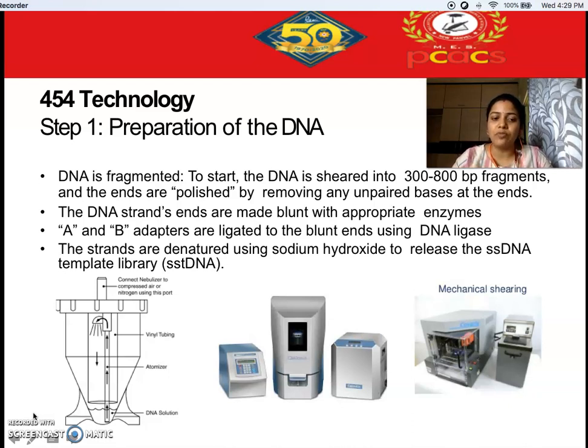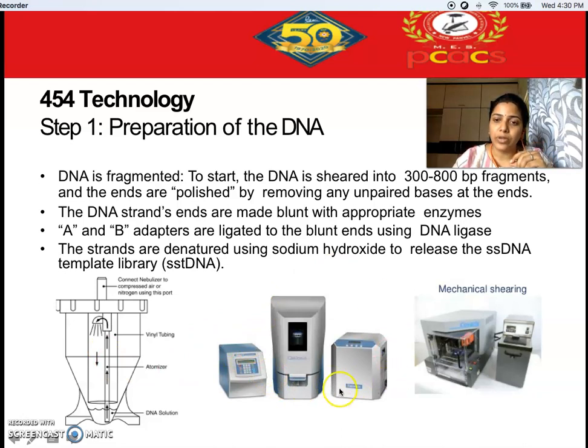There are different types of methods. Like you can have a nebulizer. By nebulization, you can fragment this DNA into small fragments. So what is a nebulizer? You have a small pipe through which nitrogen gas can be pushed in with a lot of pressure, and the DNA solution is also pushed with that pressure of the gas. Then it is allowed to come out from small orifices. Because of that pressure, the DNA gets fragmented. It is called mechanical fragmentation.